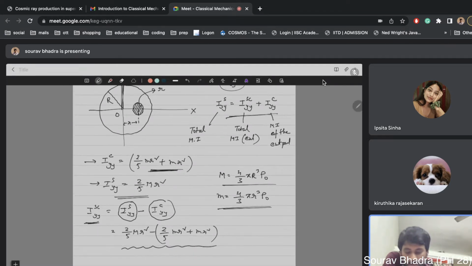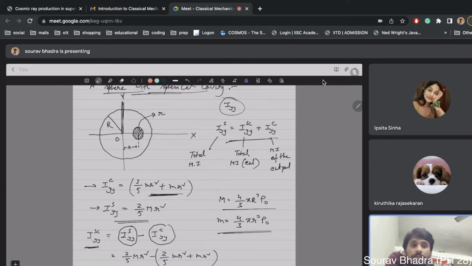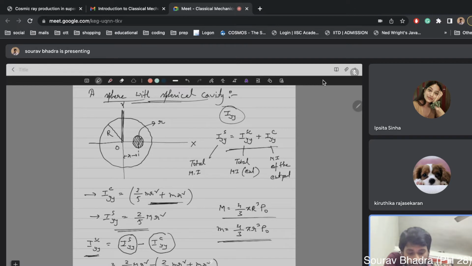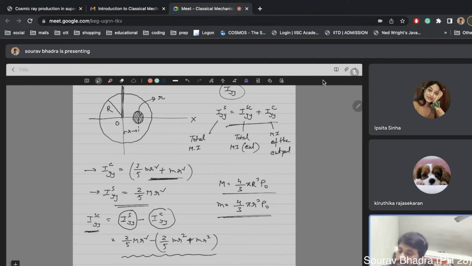So any problem till now? Squares are not good enough. Yeah. Okay, so this is an interesting problem.